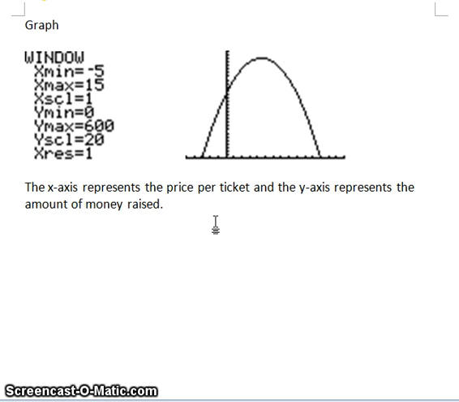And so the x-axis represents the price per ticket and the y-axis represents the amount of money raised. So you see that this part increases and then it starts decreasing again. Thank you.